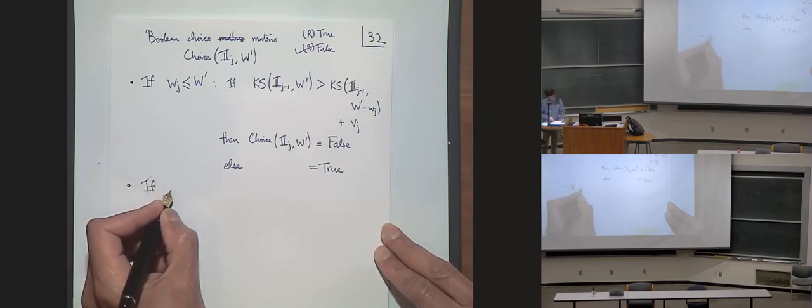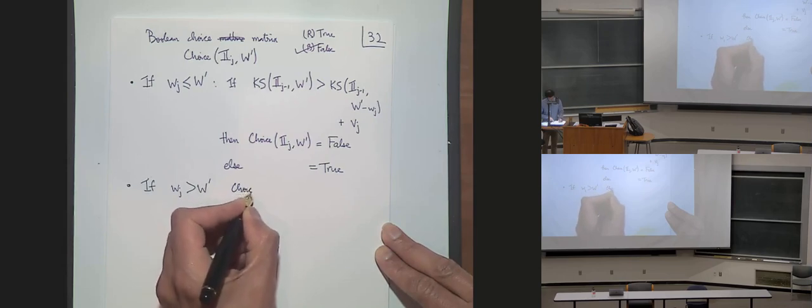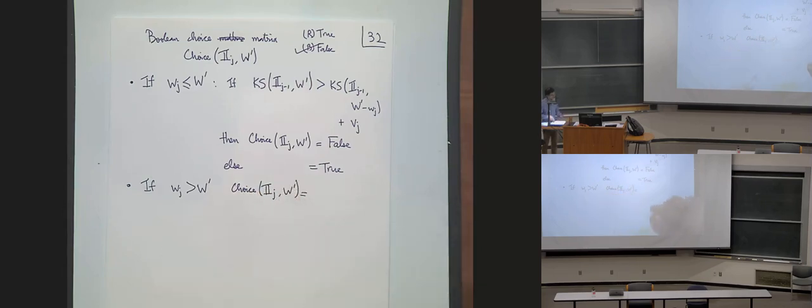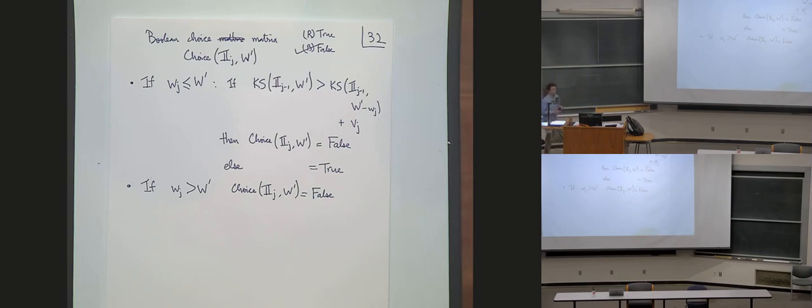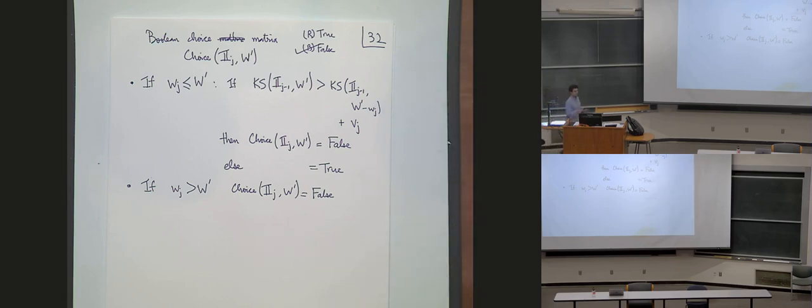And the other condition is, of course, if Wj is greater than W', then choice [i][j][W'] is what? True, false? False. Everyone sort of follow what happened, right? So then in this case, it's false. And so it's just like these 3-4 lines of code. This will then set up the choice matrix.